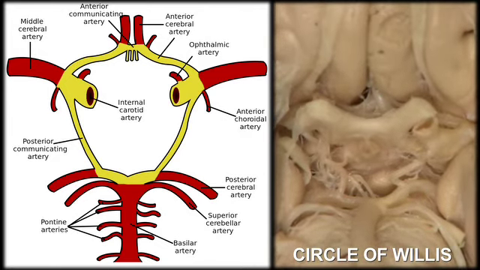The advantage of this circle is to have an alternative route for blood if any of major arteries are occluded. This concludes blood supplies of the brain demonstration.